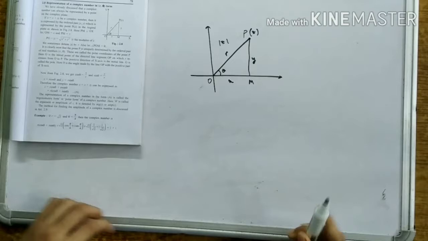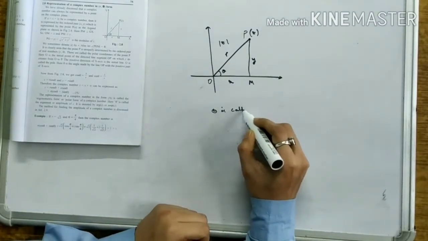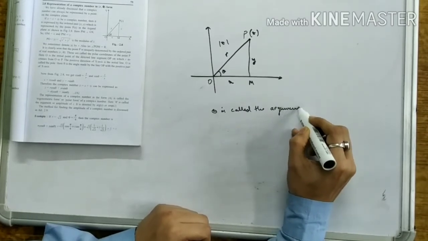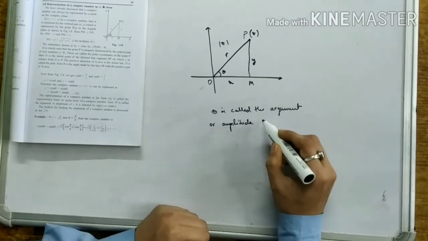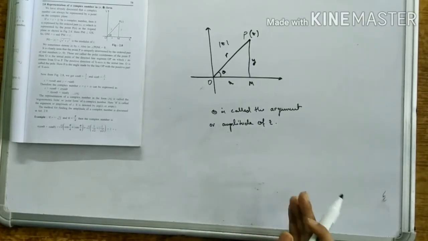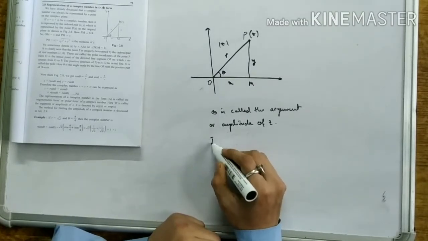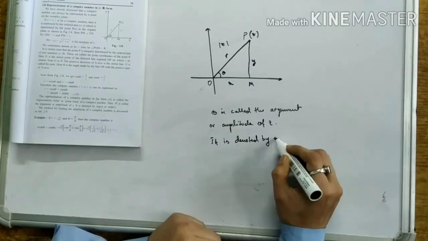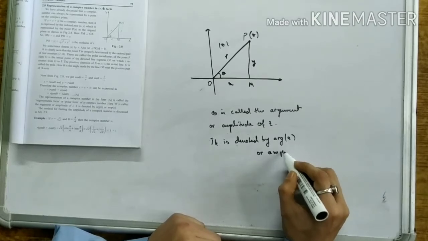And one more thing here, in here theta is called the argument. Theta is called the argument or amplitude of z. Understand? Theta is called the argument or amplitude of the complex number, and it is denoted by arg z or amp z.